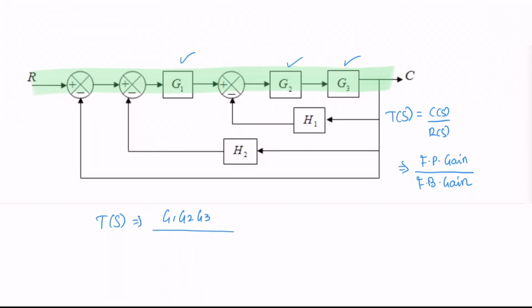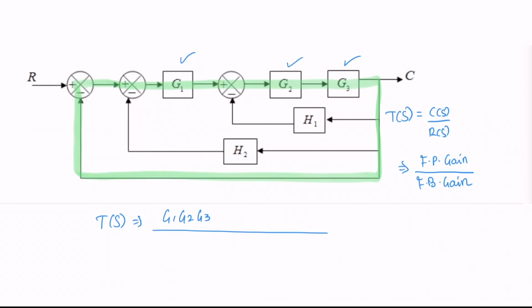Next, the denominator part is the feedback. In the given question there are three feedbacks. The first one is this one. This feedback is a negative feedback, so we take the opposite sign: 1 plus. Since the given feedback is negative, we use a positive sign. Then we just multiply the feedback gains: G1, G2, G3, and here there are no blocks, which means the value is 1. So the final value is G1, G2, G3.